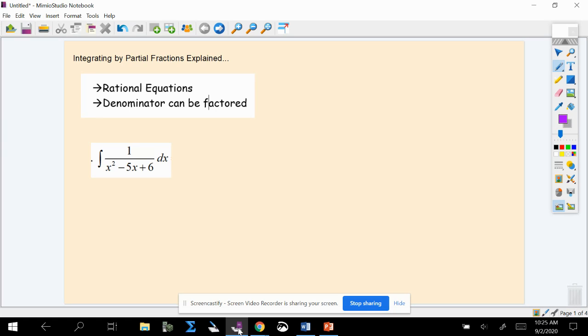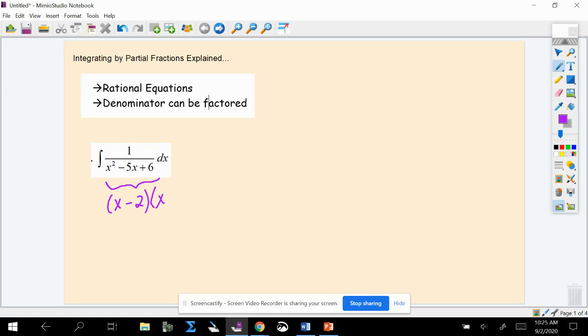When you're using this technique, it's definitely not one of the most common techniques. You're going to do a lot more with U sub and things from Calc 1. But what you're looking for is something that's rational, has a numerator and denominator, and the denominator can't be factored. You're also trying other things first. You're making sure it's not a U sub. You're making sure it's not something where you can do an inverse trig. So you've got this denominator, so your first step is to factor it.